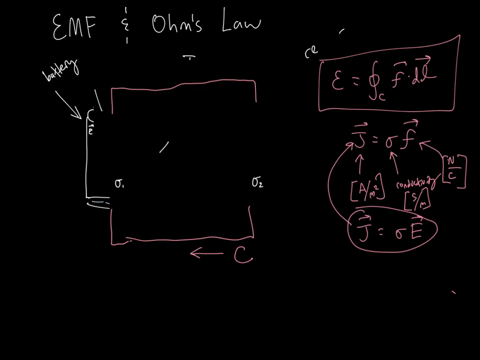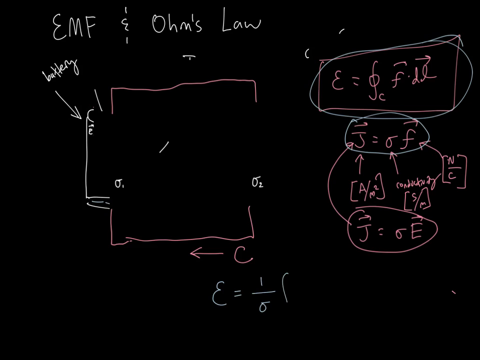So what we want to do is combine Ohm's law with our definition for the EMF. And when we do that, we get the EMF is equal to 1 over sigma times the line integral of the current density around our closed path C.